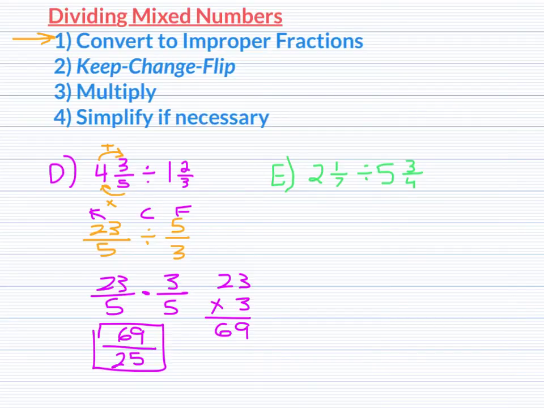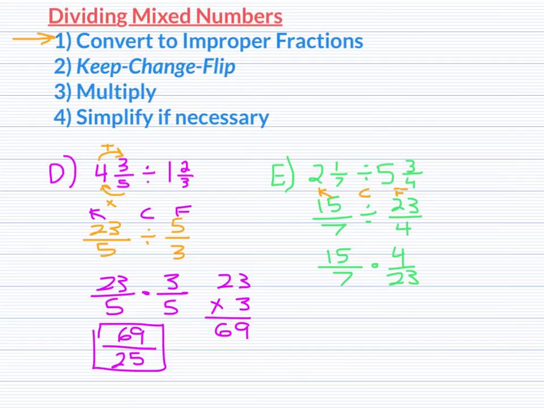Example E is going to be very similar. We're going to turn these into improper fractions first. That's our first step. So 7 times 2 is 14, plus 1 is going to give me 15/7 divided by 4 times 5 is 20 plus 3. That's 23 over 4. Now we will do our keep, change, flip. Sorry, I got to squeeze it in there a little bit. So I'm going to have 15 over 7 times 4 over 23.